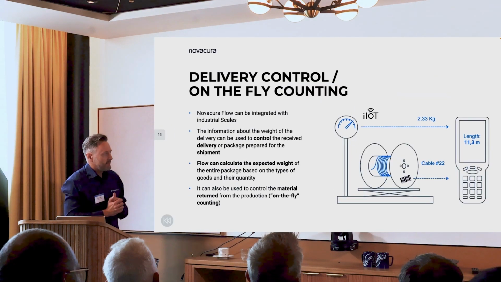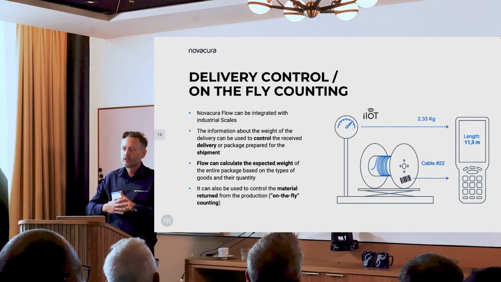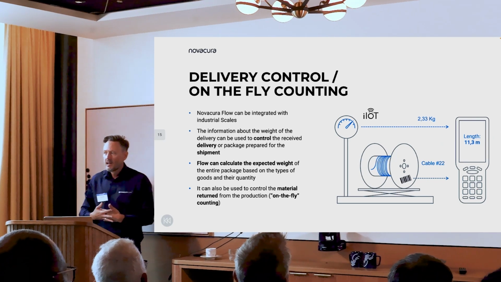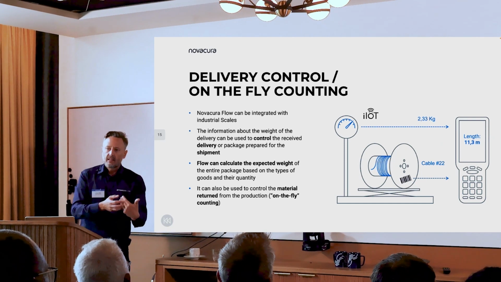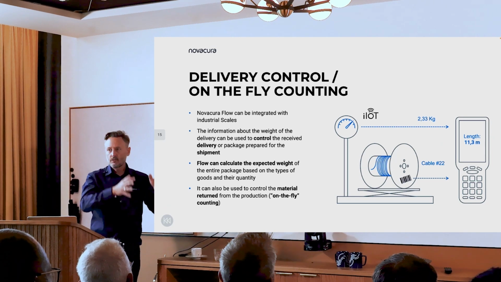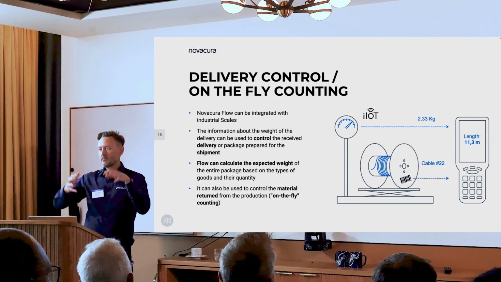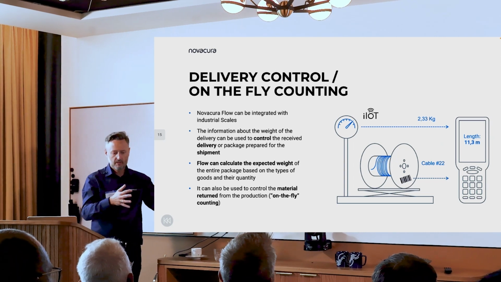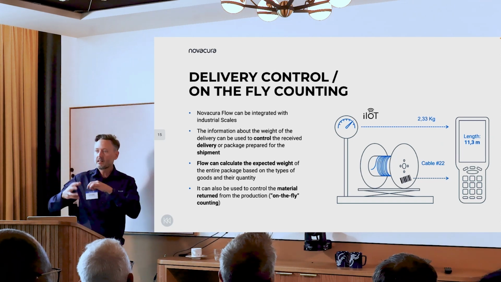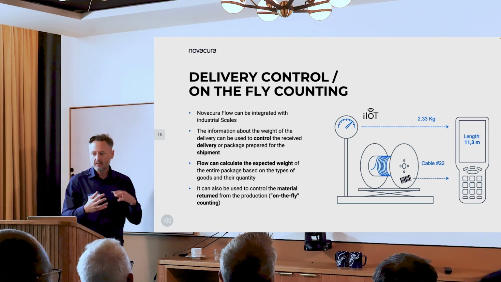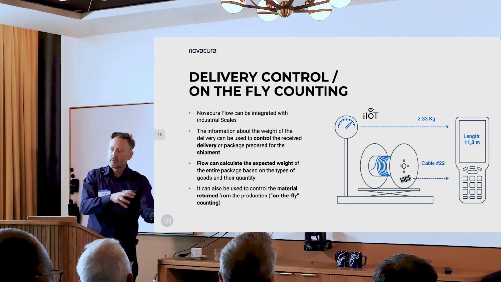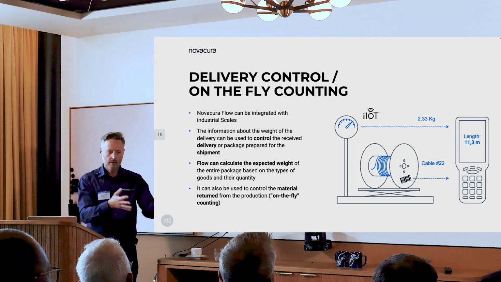Next example. You probably know that Flow can connect to IoT devices, and one of these could be an industrial scale. You can put a box or delivery prepared for shipment on it, check the weight, and use it as an additional control to see whether what's in the box is compliant with what you expect. Because Flow can calculate the weight of the shipment, knowing what's inside, and it can automatically compare it with the measured weight of the item.